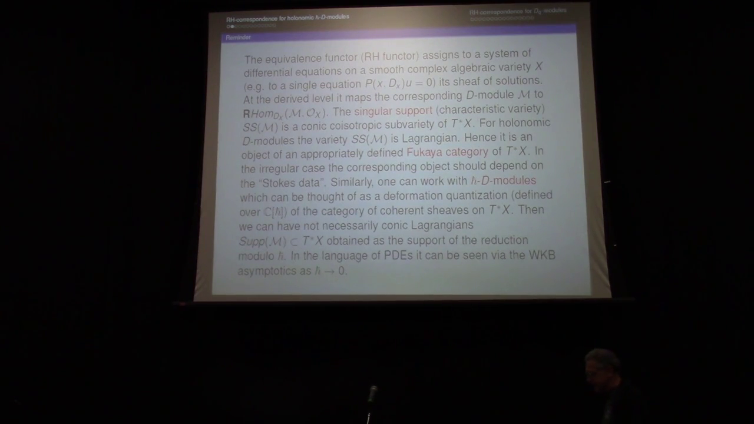In case our D-module system of differential equations allows irregular singularities, then these data should depend on some Stokes data associated with singularities. So in the end, we would like to have some Fukaya category and some Lagrangian subvarieties as objects in those Fukaya categories, which depend on Stokes data at singularities.